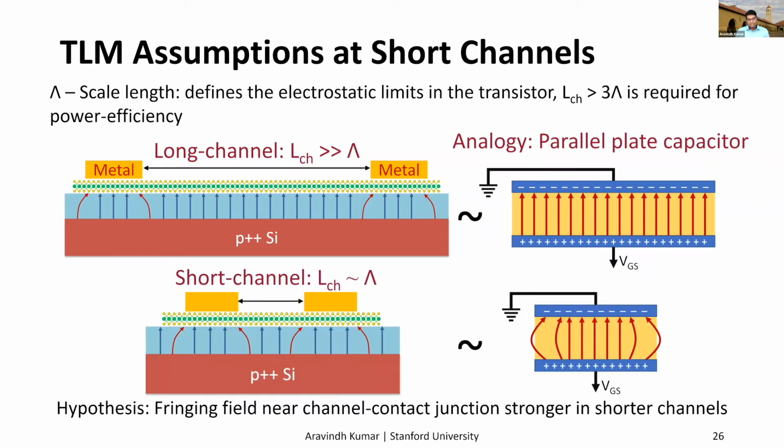But in the short channel case, where the channel length is close to the scale length or even lower, these fringing fields form a greater part of the flux. And so the parallel plate capacitor model might not be entirely accurate here. Here I want to note that even though MoS2 has excellent intrinsic electrostatics, we are using a thick backgate oxide, which would limit the scale length.